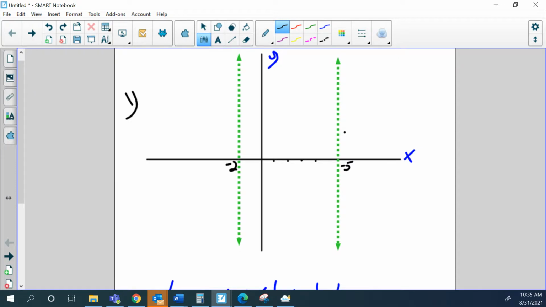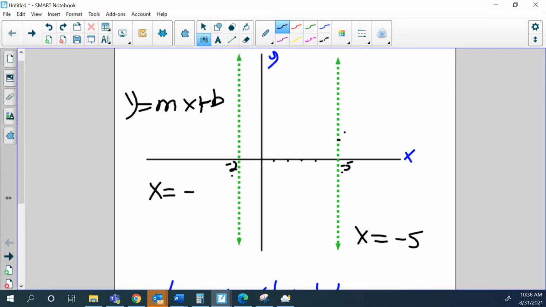Usually you're familiar with y equals mx plus b for the equation of the line. But for vertical lines, the equation is just x equals the number on the x-axis where the line crosses it. This line crosses the x-axis at -5, so the equation for it is x equals -5. For this other line, the line crosses the x-axis at -2.